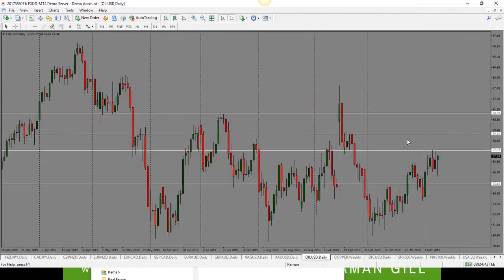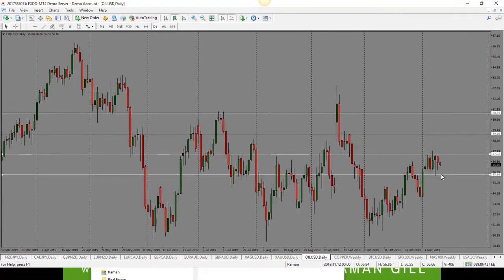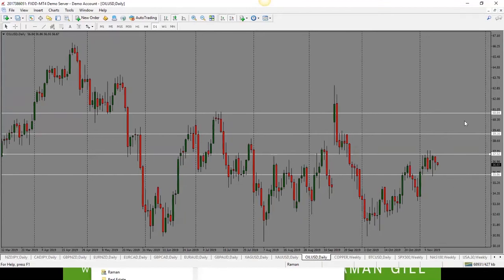Oil here, oil has really not done a whole lot. It's reacting at our resistance level, holding below this 57.50 level. So at this point, I'm looking for price to drop. Bias is bearish here toward the bottom of this range. It is range bound at the moment, so just be mindful of that.